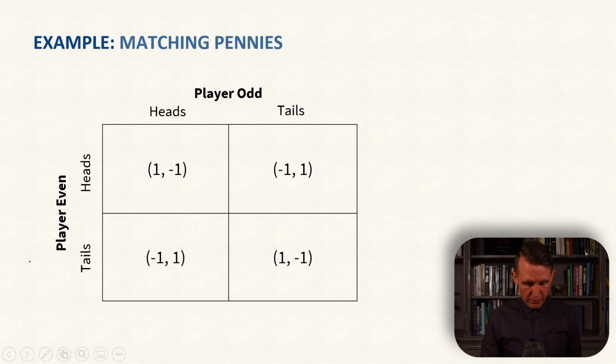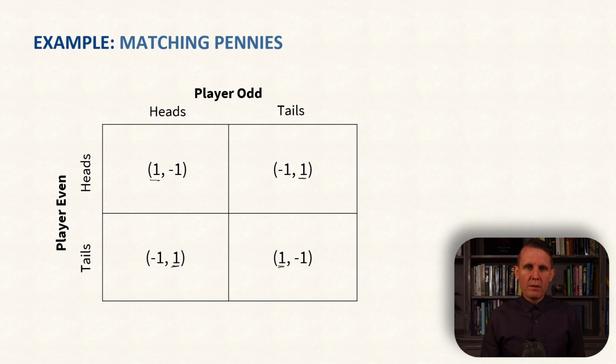Let's have a look why this is a different game to what we've seen so far. Does player even have a dominant strategy? Well, if player odd plays heads, the best response for player even is to play heads. But if player odd plays tails, the best response is to play tails. No dominant strategy there. And we see similarly that for player odd, if player even plays heads, the best response is tails. And if player even plays tails, the best response is heads. No dominant strategy there.